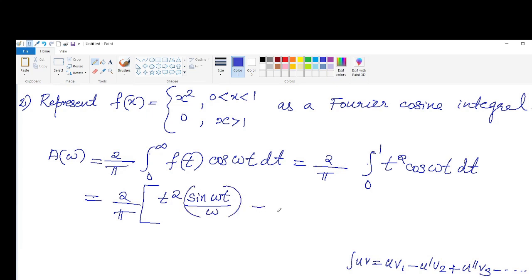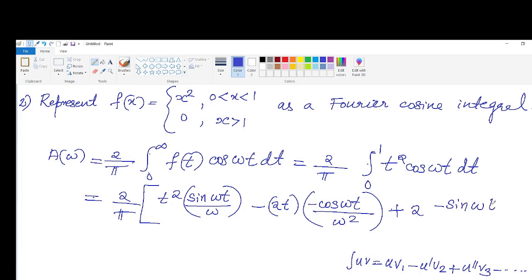Then minus u', where u' means 2t. Then the integral of sin ωt by ω is minus cos ωt divided by ω². Then plus the derivative of 2t, that means 2. Then minus the integral of this function, the integral of cos ωt divided by ω², which is minus sin ωt divided by ω³. So this completes the integration.